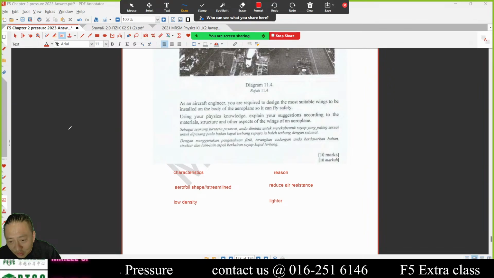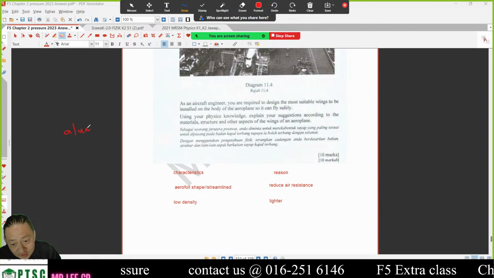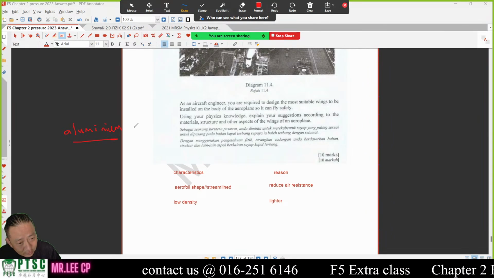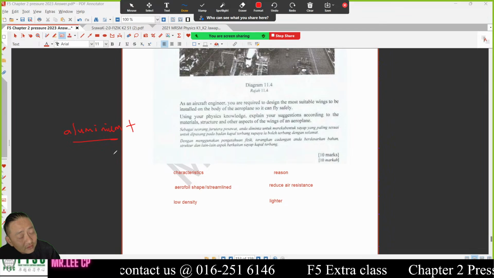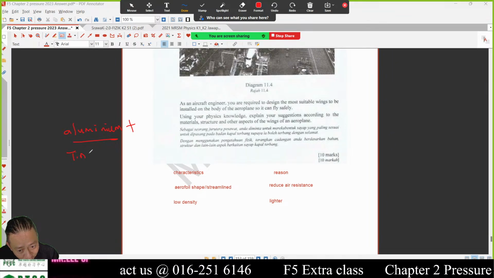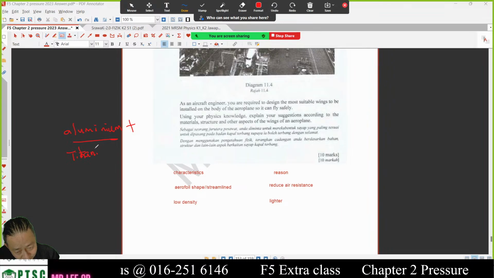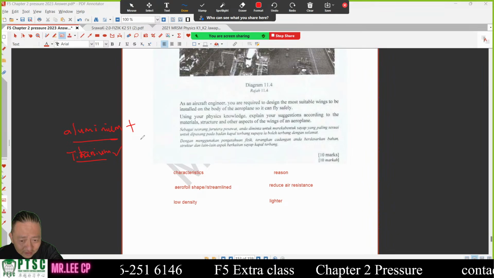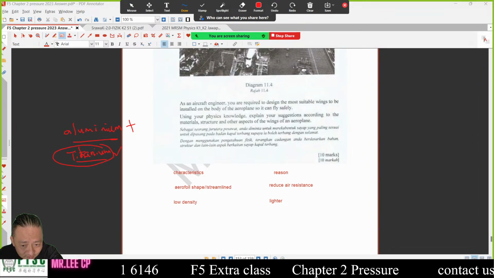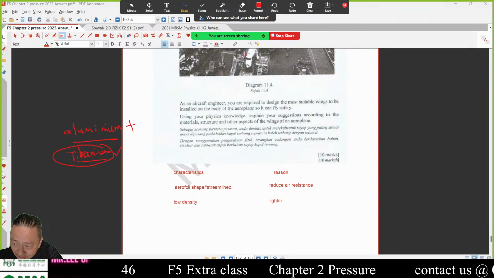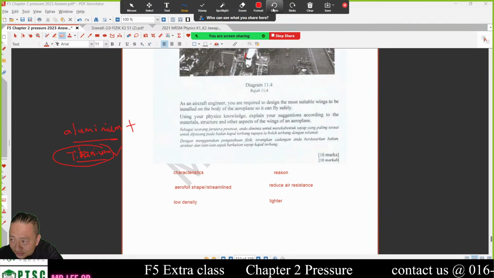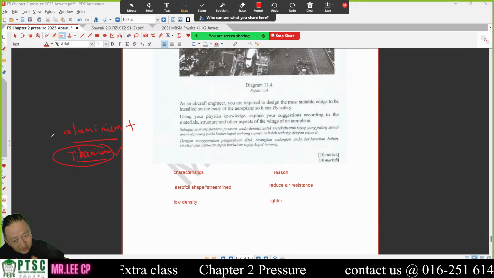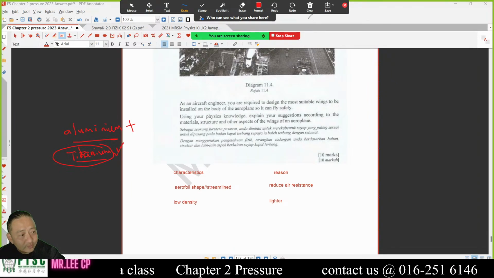Some of you wrote aluminium. Yes, very good. But it is not 100% aluminium, it is plus something, right? Some of you wrote titanium. Yes, but not all of the parts use titanium. Titanium is mostly used at the joints, at some parts that are going to curve.